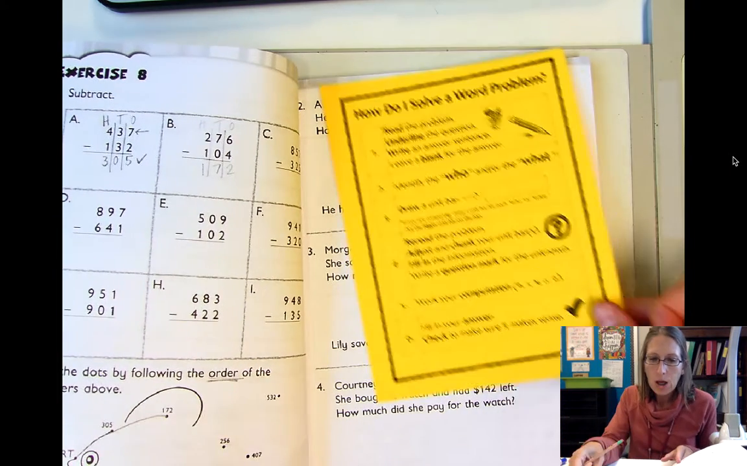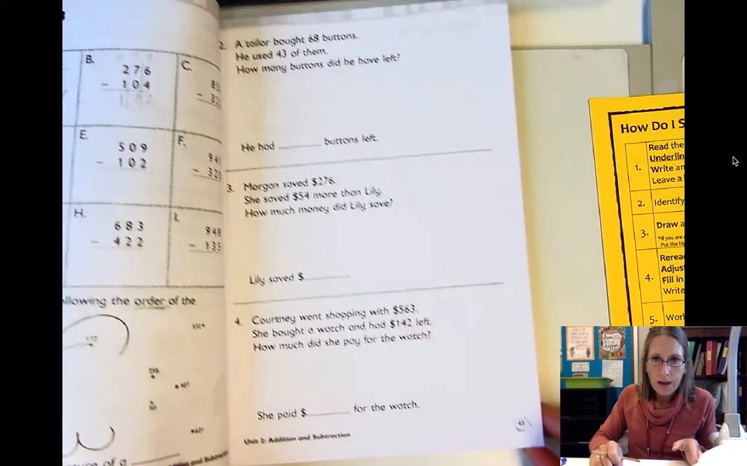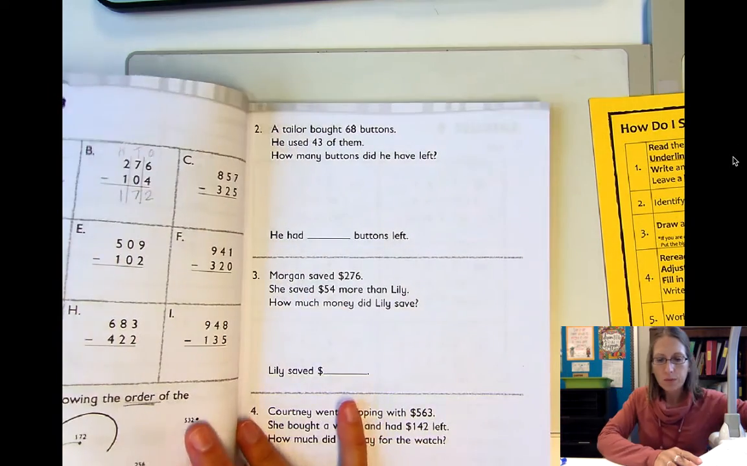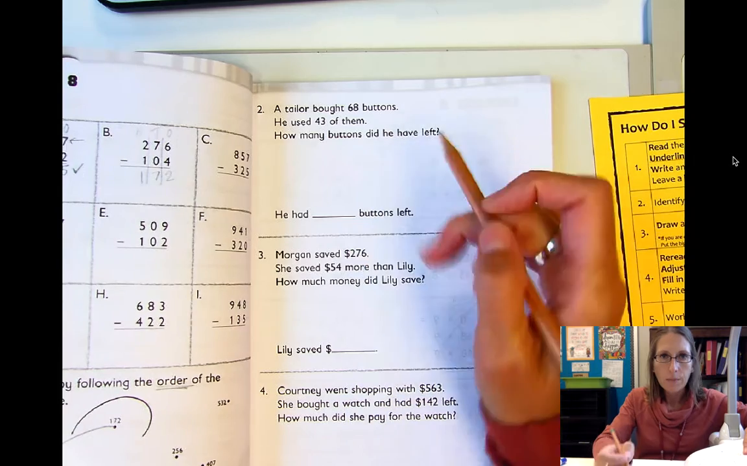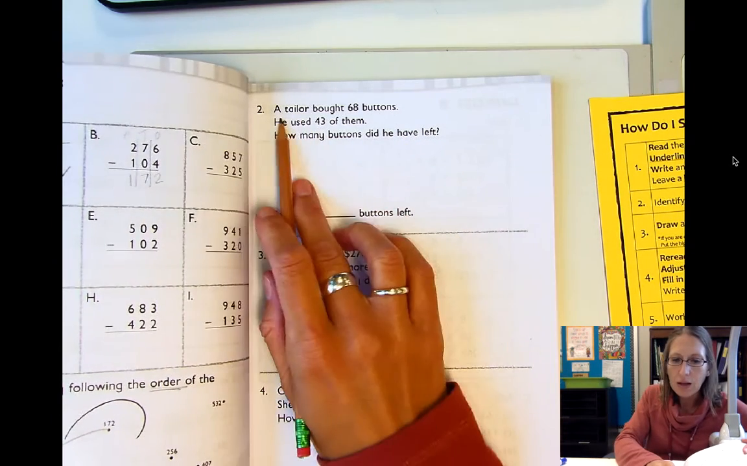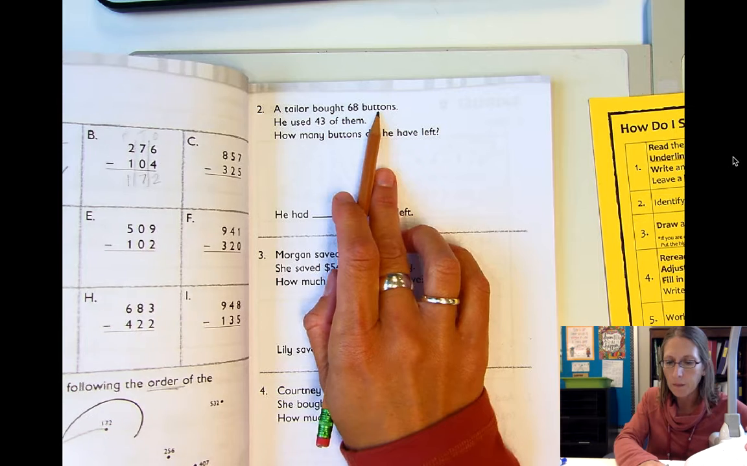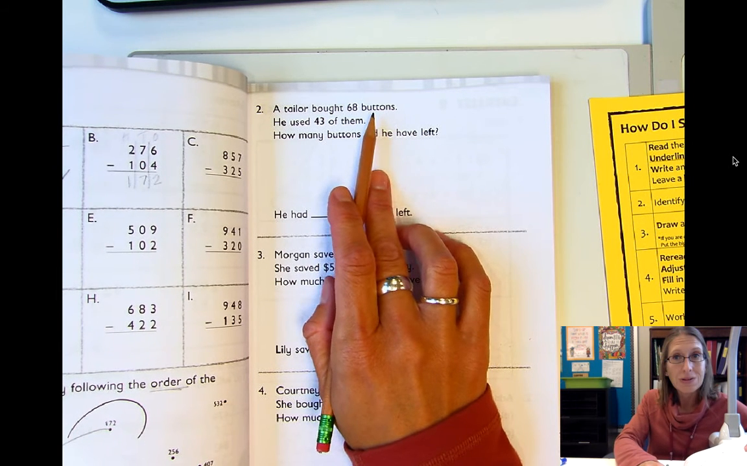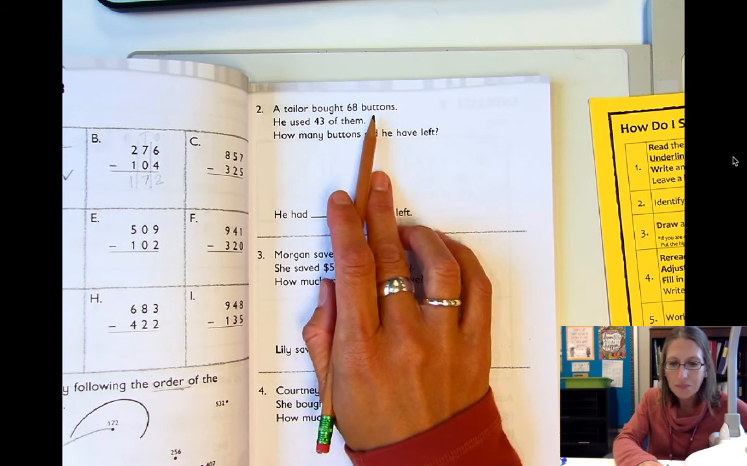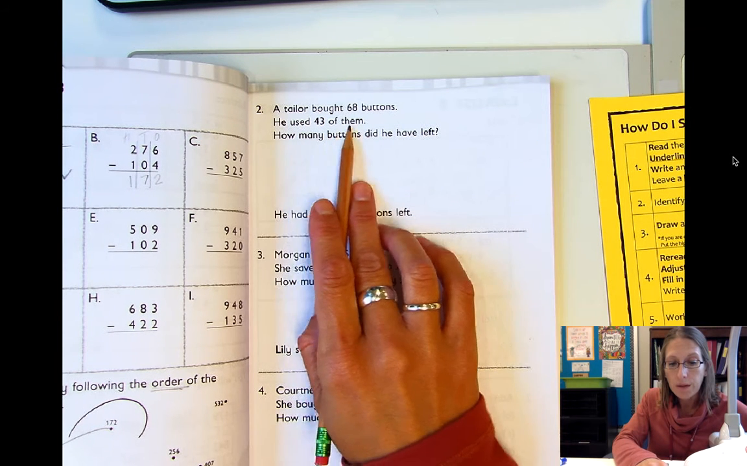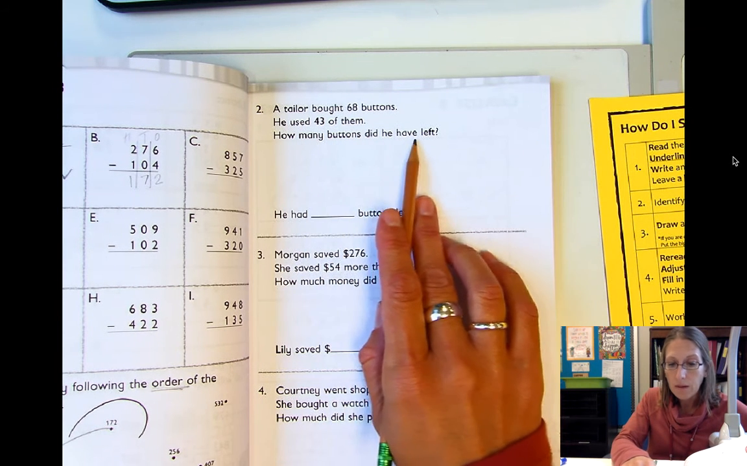Okay. So we are on page 45. Looks like this. And, whoop, Miss Taylor, it looks like you didn't finish your homework from yesterday. I better finish. Okay. So let's take a look at number 2. Oh, Taylor. Different spelling, but Taylor bought 68 buttons. A tailor is someone who makes alterations or changes on clothes, or who designs and makes clothes. Let's see. A tailor bought 68 buttons. He used 43 of them. How many buttons did he have left?